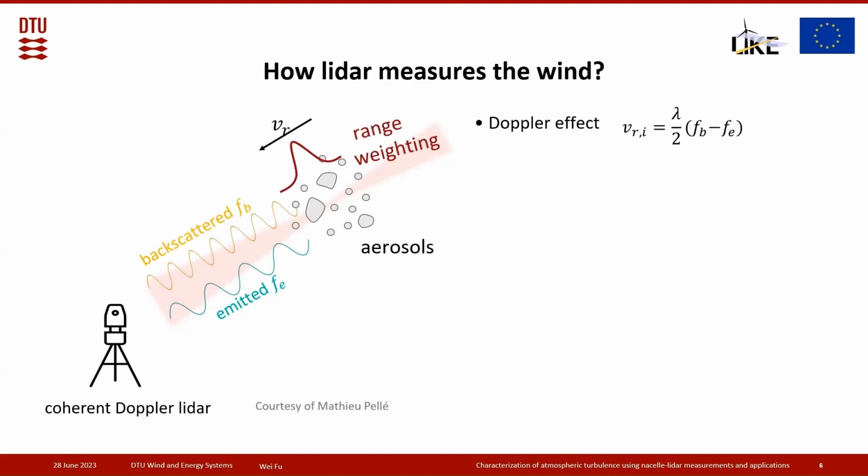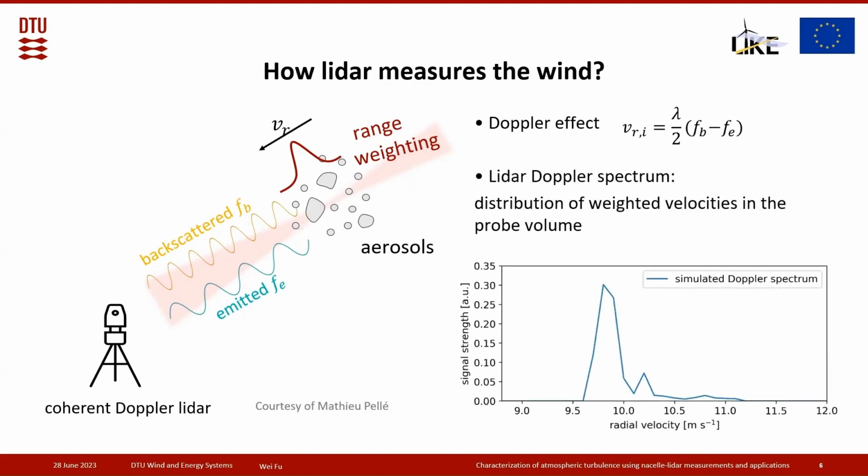However, the LiDAR measures the wind not only at its focus point. It measures the velocity within the range around the focus point, which is called the probe length. And since the LiDAR beam has a cylinder form, we also usually refer to the probe volume. The velocity detected exactly at the focus point will weigh the most, and the further away from the focus point it is measured, the less it weighs. All this information is collected and saved in the so-called LiDAR Doppler spectrum, which shows the distribution of the weighted velocity within the probe volume.